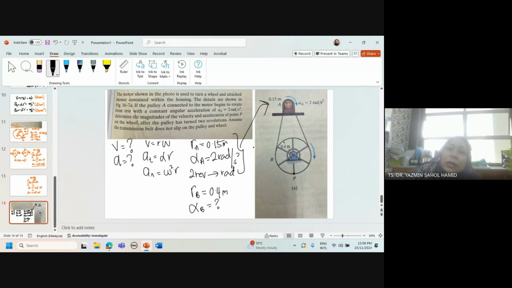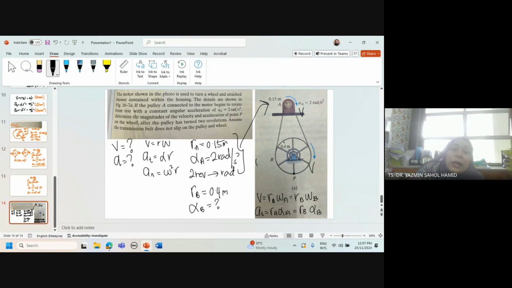Okay, ada satu clue yang you kena tahu. Sebab motor atas ni attached to blower kat bawah ni, velocity dekat atas ni sama dengan velocity dekat bawah ni. Ini satu key thing yang you kena tahu. Maksudnya formula R_A omega_A sama dengan R_B omega_B. Okay, itu satu clue yang kita tahu. Sama juga dengan tangential acceleration: R_A alpha_A sama dengan R_B alpha_B. Because they connect together, the velocity up here is the same with the velocity down here, and also the tangential acceleration.